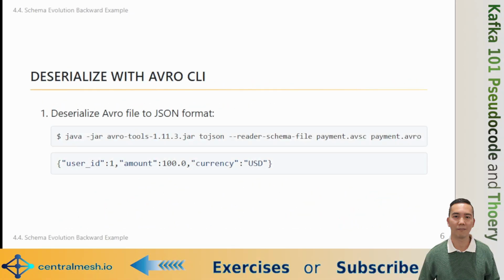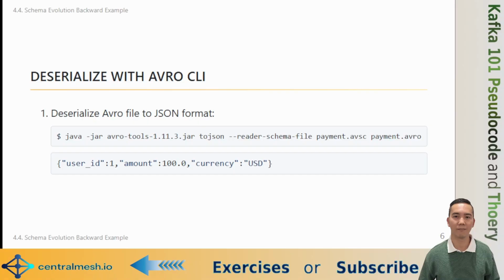Deserialization is essentially the reverse of serialization. Here we take the Avro file and convert it back into a readable JSON format. This demonstrates that our data can move seamlessly between formats, a feature critical for data pipelines where data is stored in one format and consumed in another.